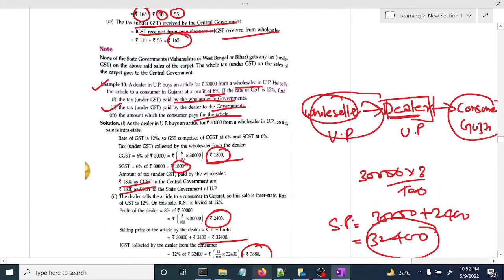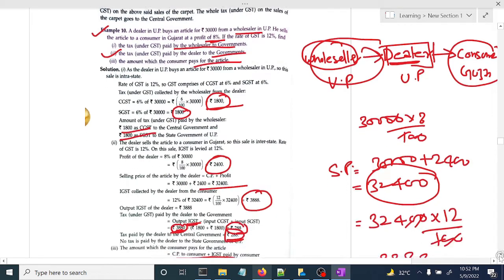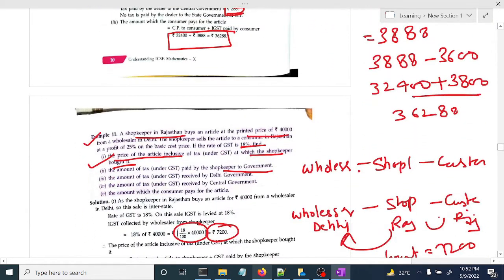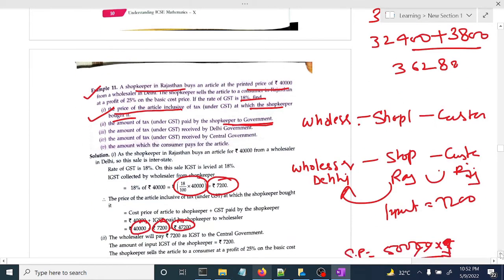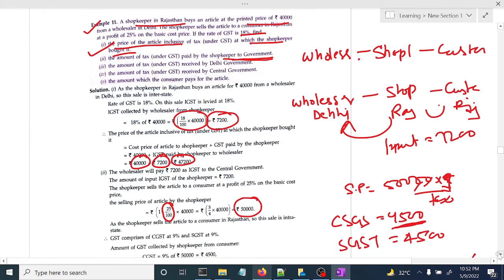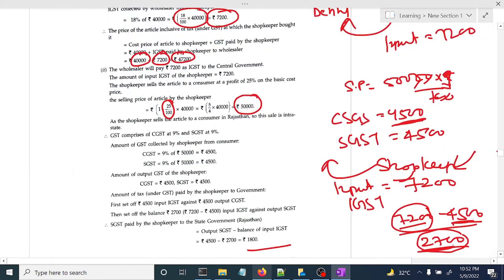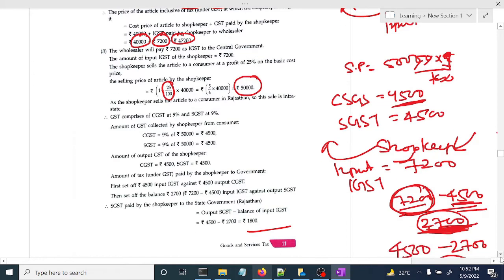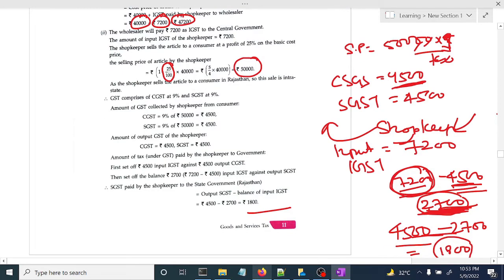So he will pay to the central government how much? 1800 rupees, because anyway he has paid 7200 as input GST. He got the output GST as 4500, so he got an extra credit of 2700 rupees because he paid the central government more than what he received. So this extra that he paid to the central government will be compensated by the state government, right? So we'll come to the third point.